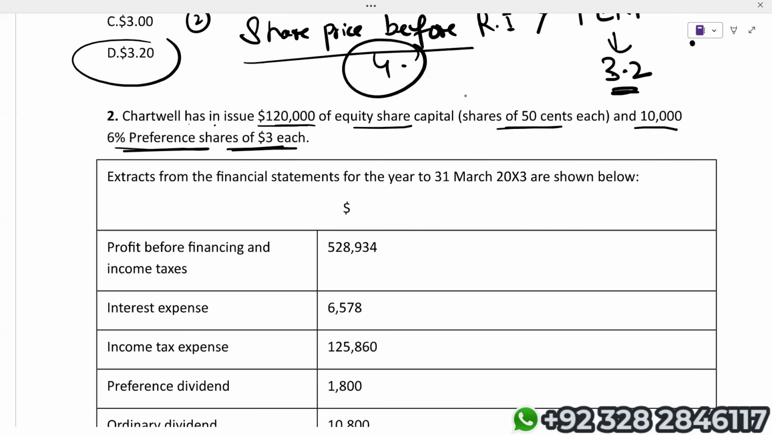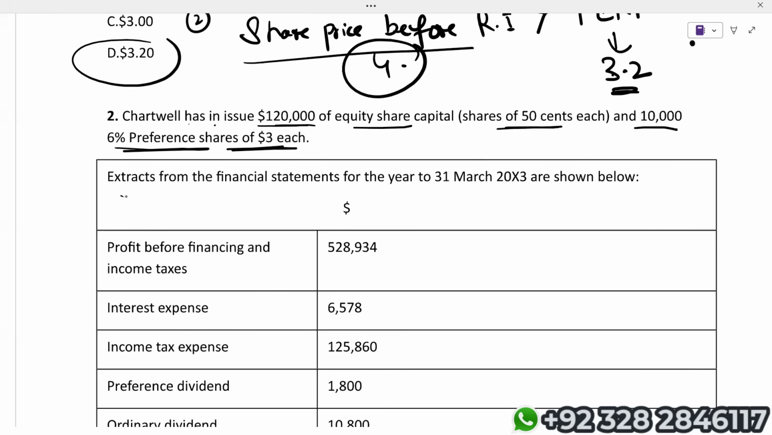And let me tell you, if nothing is mentioned, we always assume that the given preference shares are irredeemable. Repeat, whenever preference shares are given in the question, but the examiner does not mention either redeemable or irredeemable, then you have to treat the given preference shares as irredeemable. Irredeemable preference shares are equity, and obviously on equity we give dividend.